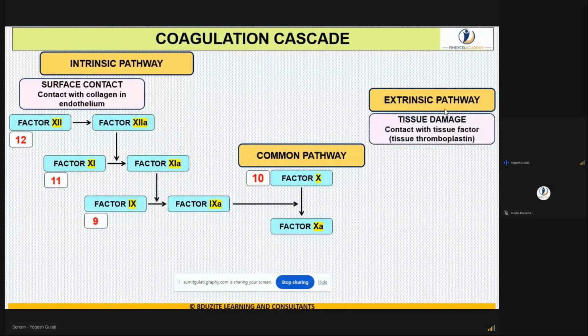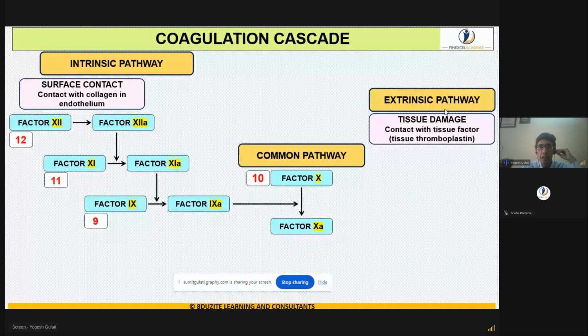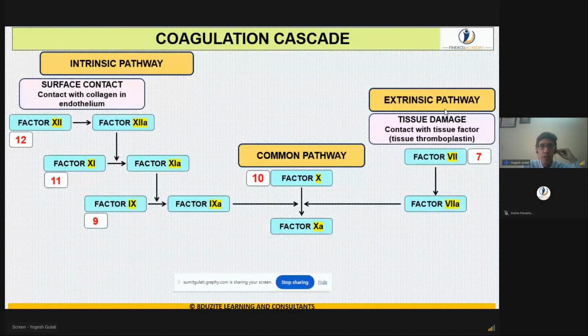This becomes activated once there is tissue damage. The blood vessel is entirely broken and the circulating clotting factors are now in contact with the external tissue factors. That's why it is called extrinsic, outside. Once this happens, factor 7 gets activated to factor 7A, and this 7A activates 10 to 10A. So on the left side there is 12, 11, 9, on the right side it is 7, and in the center it is 10.